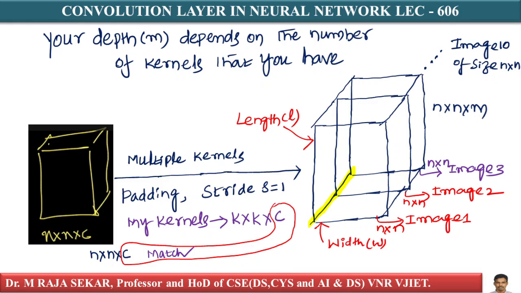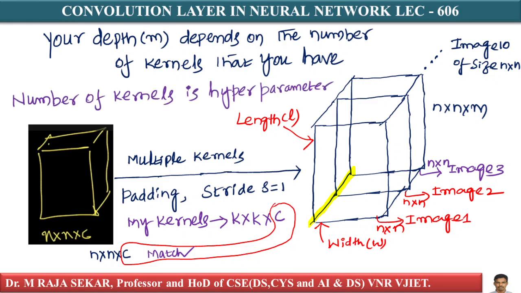The question here could be how many kernels we should take. That's the hyperparameter, isn't it? That we will learn how to figure out using hyperparameter optimization, isn't it? So in one convolution layer you have a lot of hyperparameters.